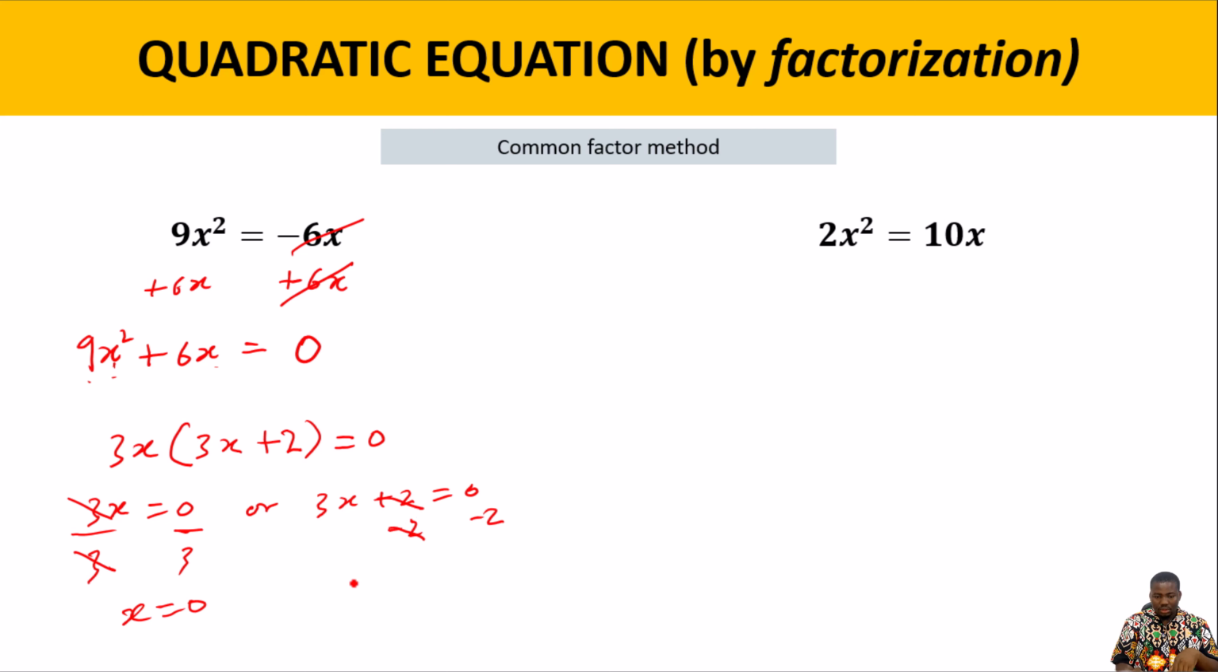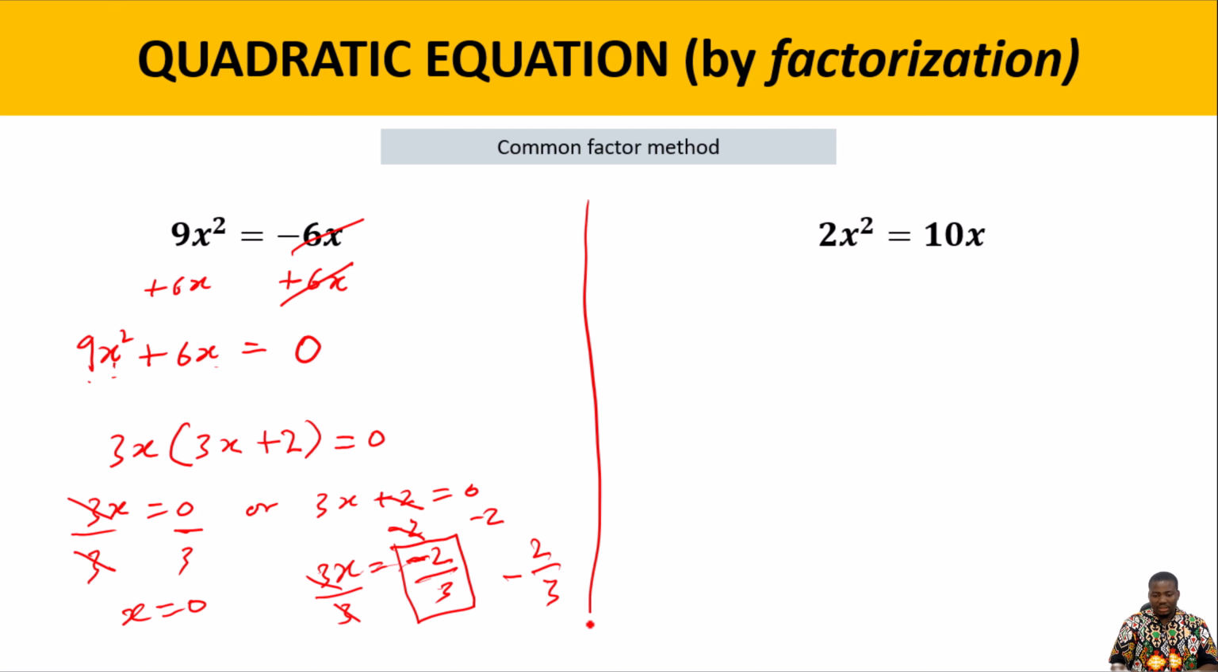So you have 3x equals negative 2. Then when you divide both sides by 3, you have x equals negative 2 over 3. So x is either 0 or negative 2 over 3.